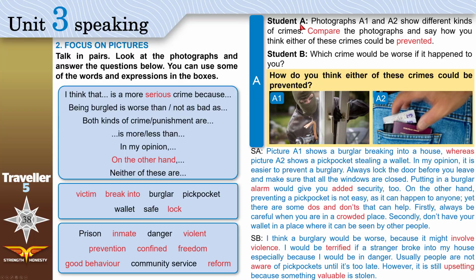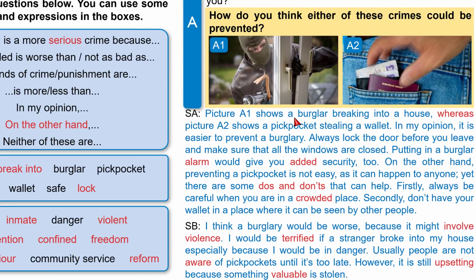This is student A. Well, picture A1 shows a burglar breaking into a house, whereas picture A2 shows a pickpocket stealing a wallet. In my opinion, it is easier to prevent a burglary. Always lock the door with keys before you leave and make sure that all windows are closed. Putting in a burglar alarm. Alarm is a device that makes a loud noise to warn people. It would give you added security too.